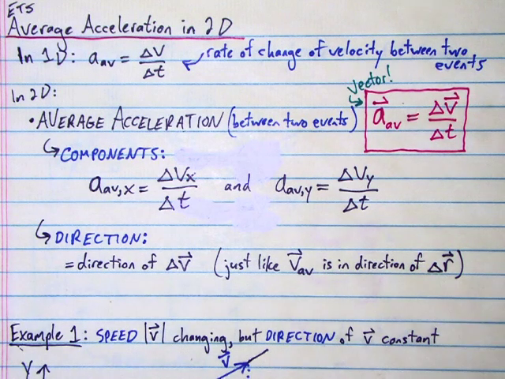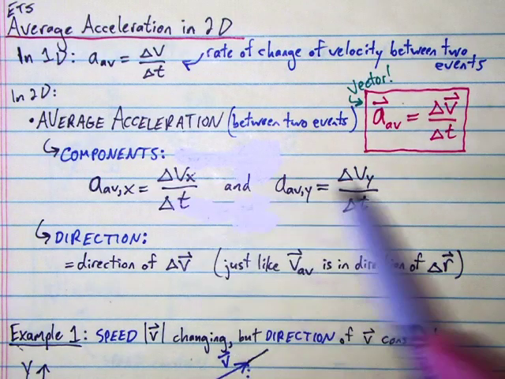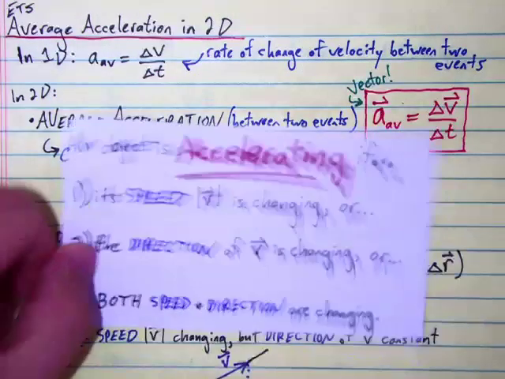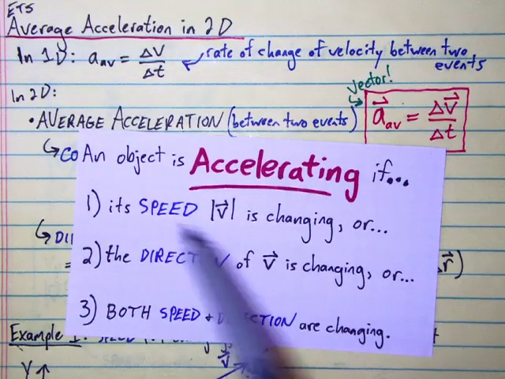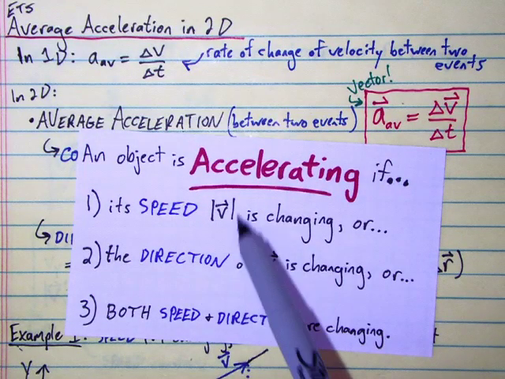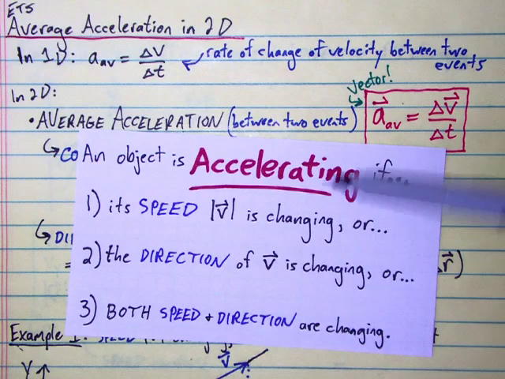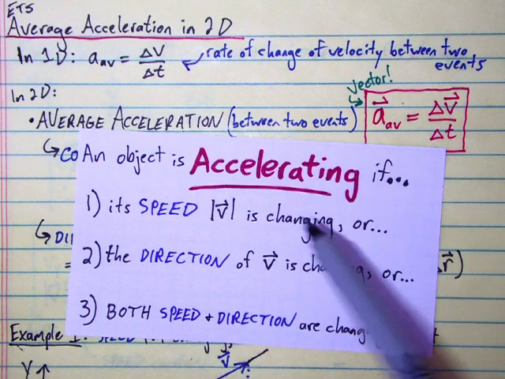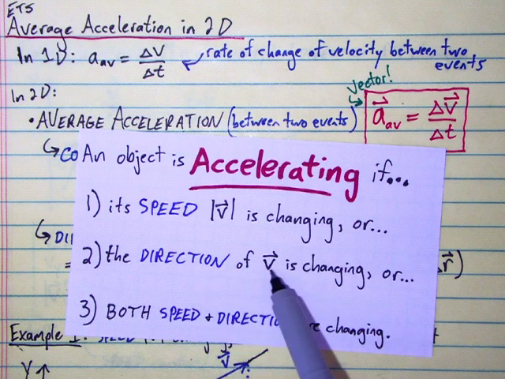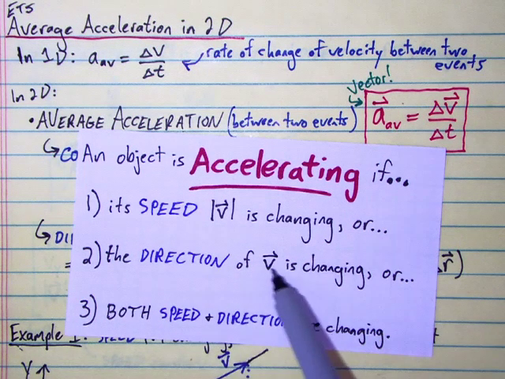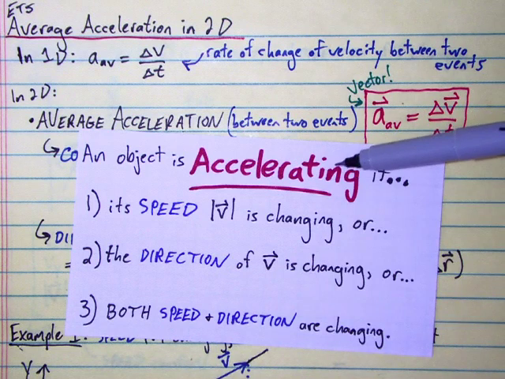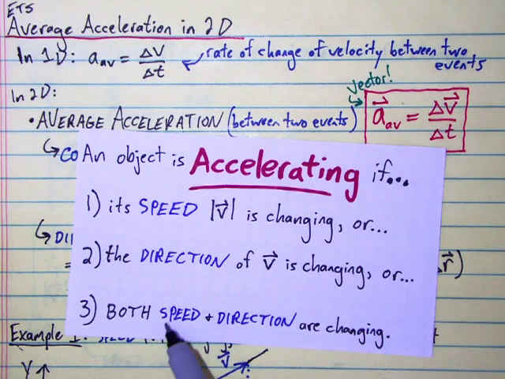So there are two ways that a velocity can be changing. Any change in a velocity means the object is accelerating. Here are the two ways. An object is accelerating if its speed, that is the magnitude of its velocity, is changing, or if the direction of the velocity is changing, even while the speed is remaining the same. If the direction of the velocity is changing, that's also an acceleration. Or, of course, both the speed and the direction could be changing.